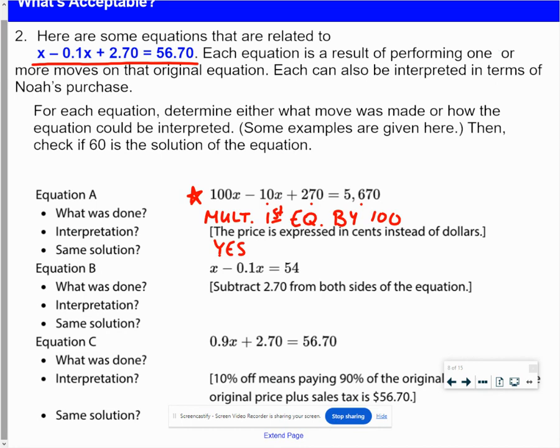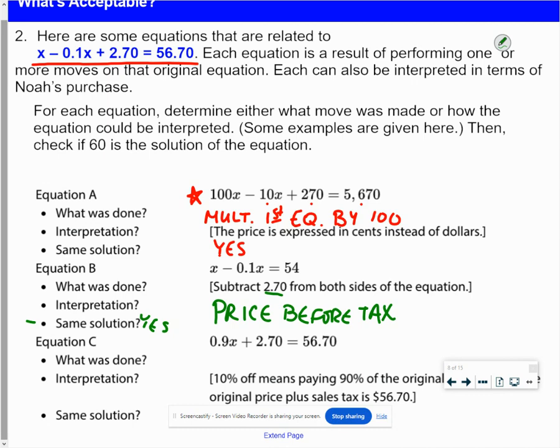Okay, for equation B, now I've got a new one here: x minus 0.1x equals 54. Some stuff is missing from that first equation. And what's missing is that they subtracted $2.70 from both sides of the equation. So what that means for my interpretation is that's the price before they added the tax. Okay, and is it the same solution? Yes, it is. I just took $2.70 off of both sides. It's still going to work.